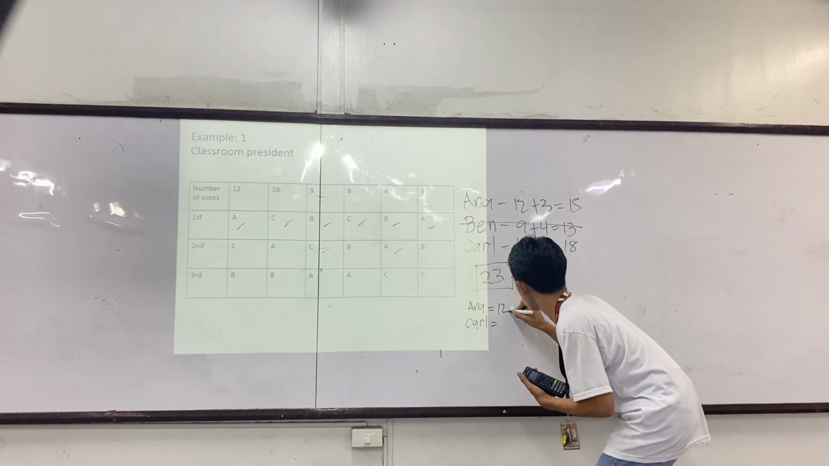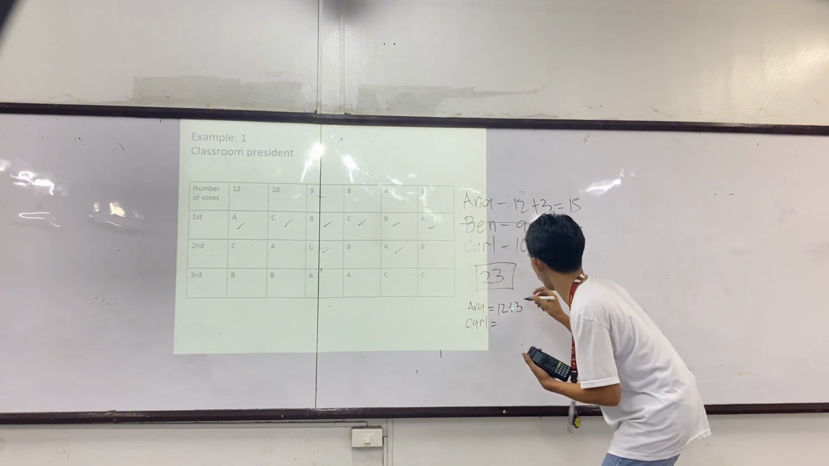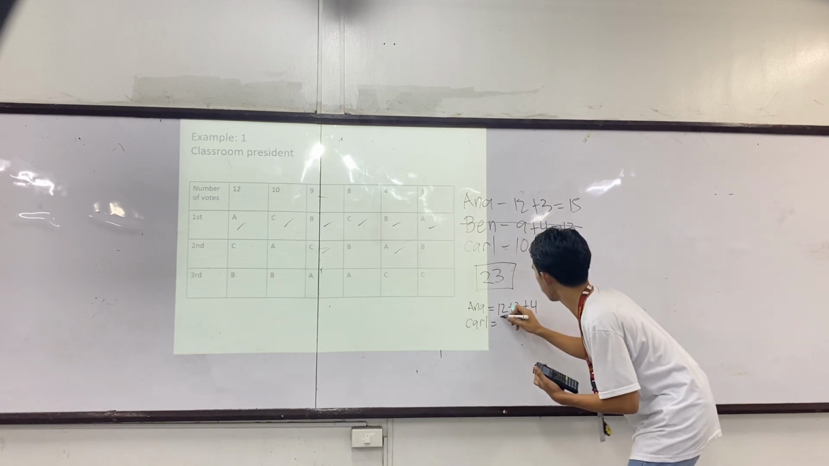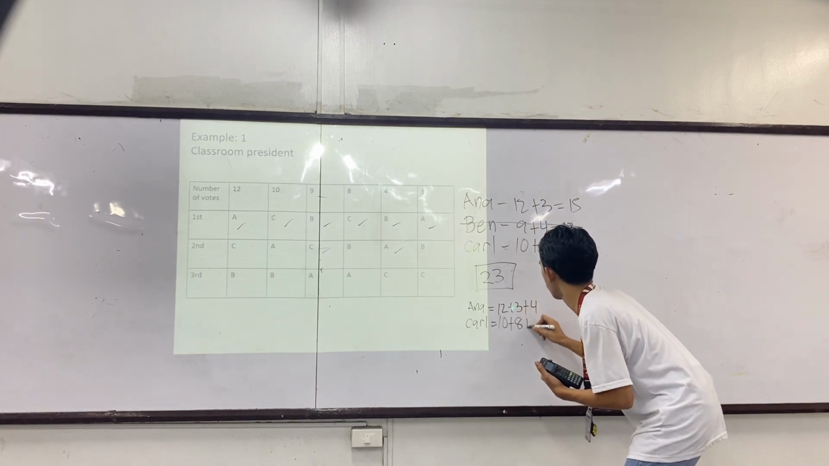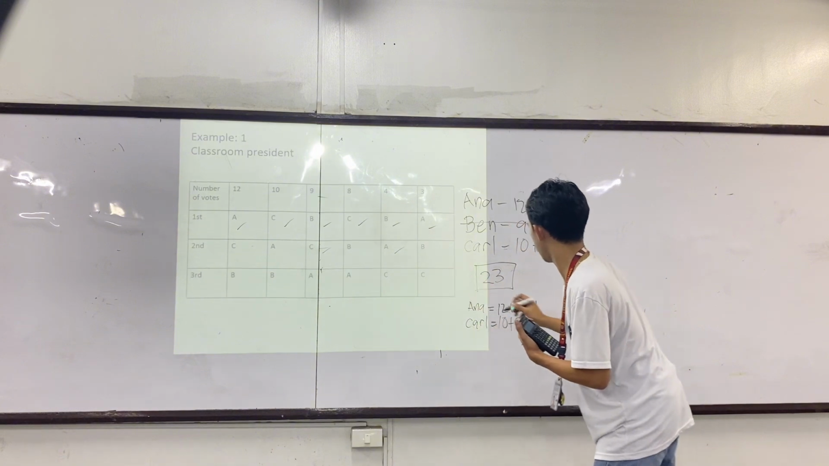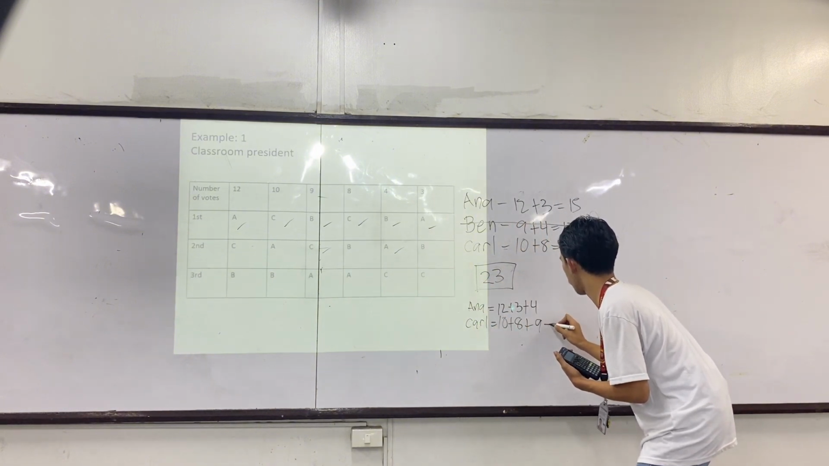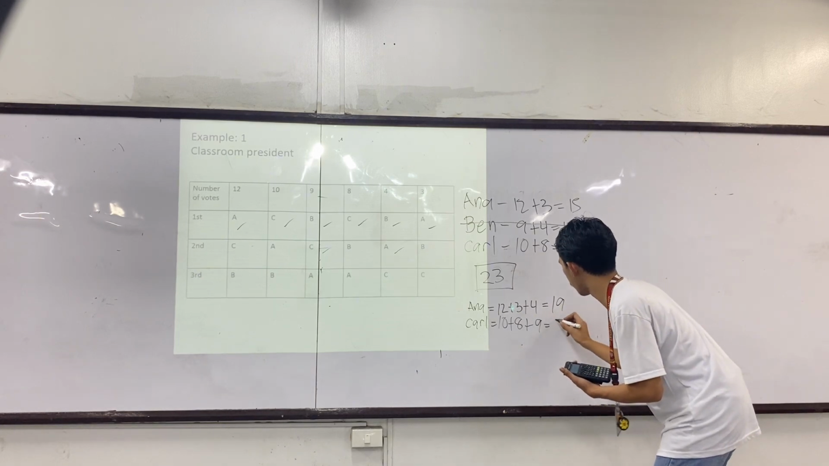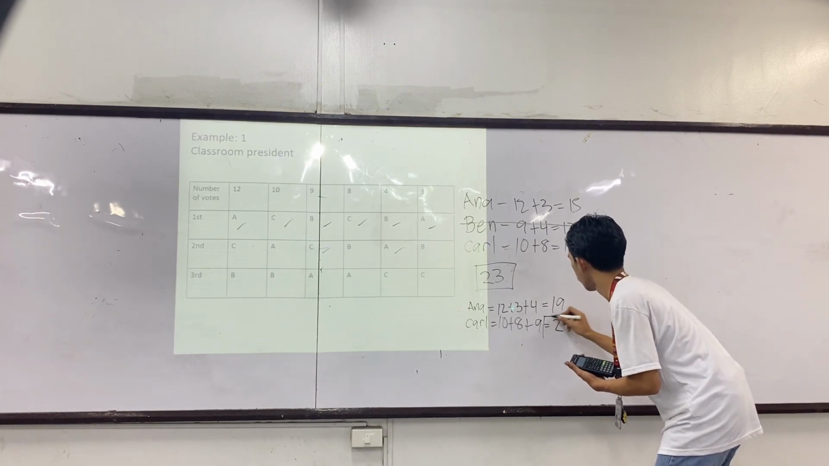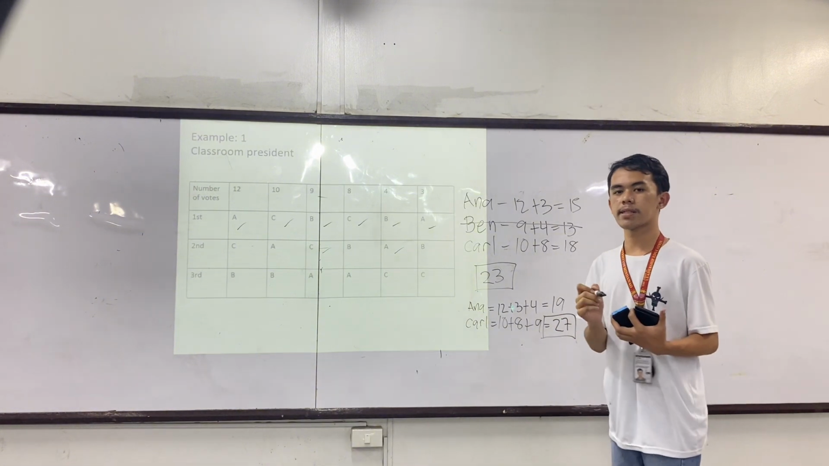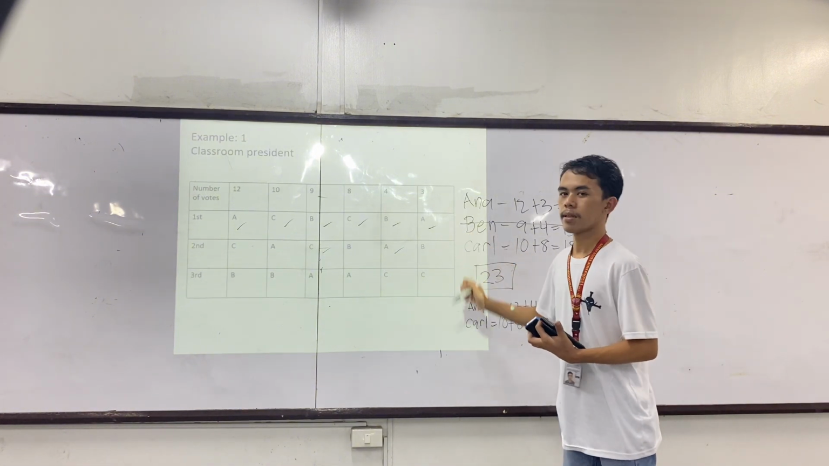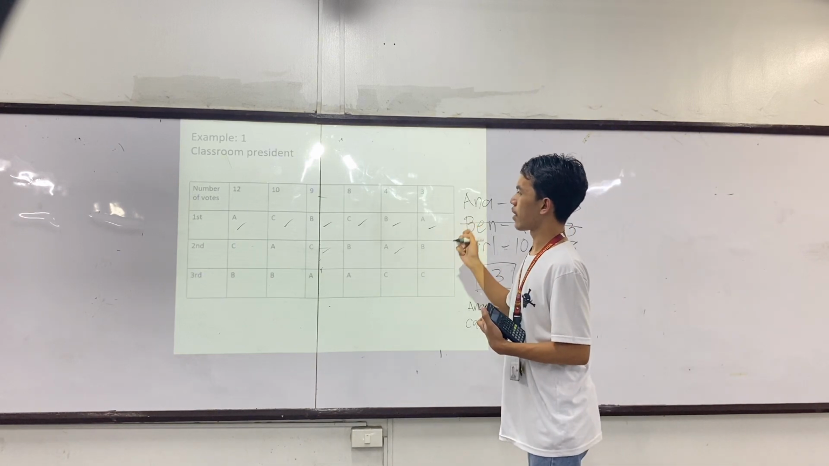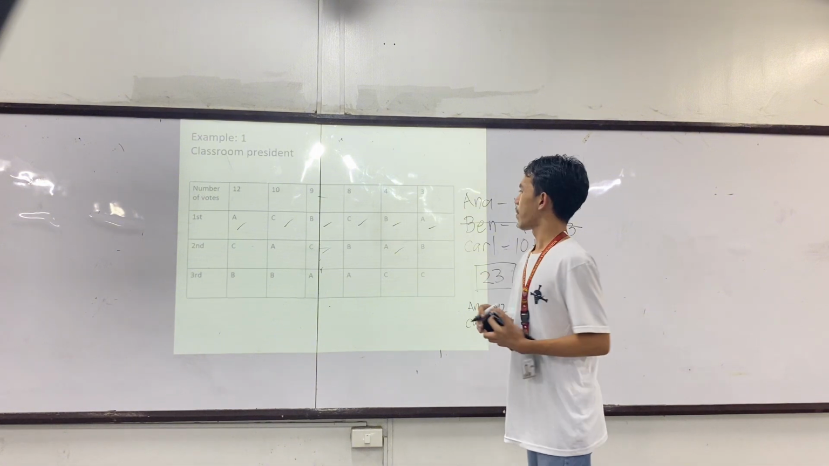Anna gets 12 plus 3 plus 4. Carl got 10 plus 8 plus 9. So that equals 19 and 27. So Carl got 27 of the total votes in the second round. So Carl is the first, and he is the classroom president.